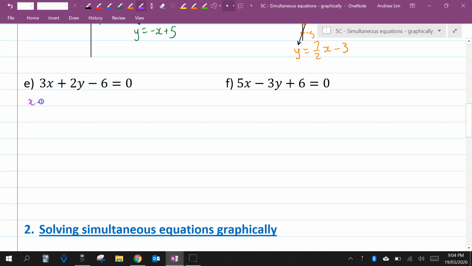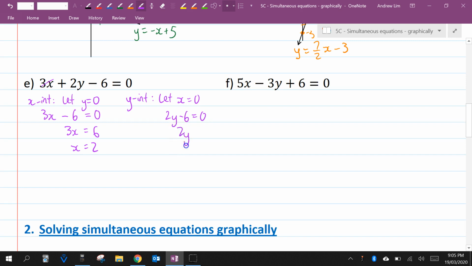To find the x-intercept, we let y equal 0. That means we have 3x, y becomes 0, so that cancels. We still have that minus 6 equals 0, and then we solve algebraically. 3x is equal to 6, x is equal to 2. To find the y-intercept, we let x equal 0. If x is 0, this will cancel out. So we've got 2y minus 6 is equal to 0, and then just solve algebraically. 2y equals 6, y equals 3.